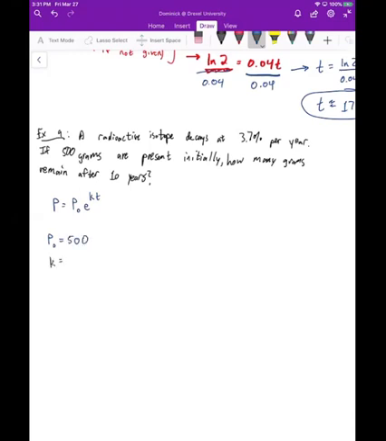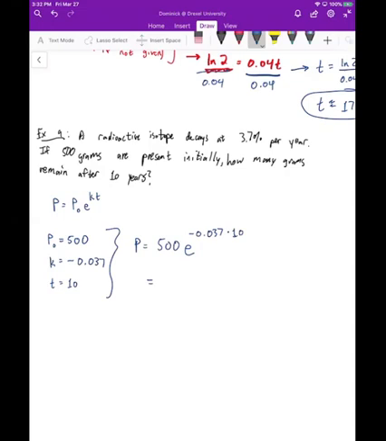Now in this case, since we're decaying and not increasing, I need to make my K negative. If we're decreasing by 3.7%, that's negative 0.037. And of course, my T is given to me, that's going to be 10. So if we put all this together, P is equal to P0, which is 500, times e to the negative 0.037 times T. Or sorry, T is 10. They gave that to us, so I just need to multiply that by 10.